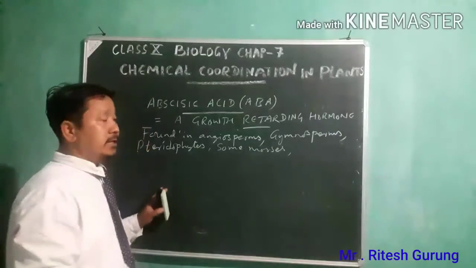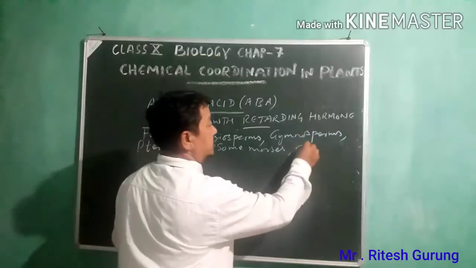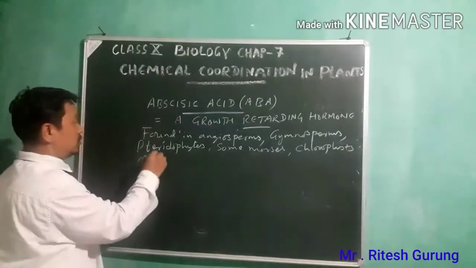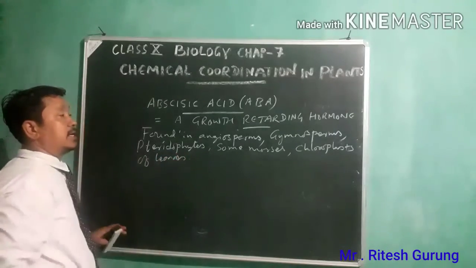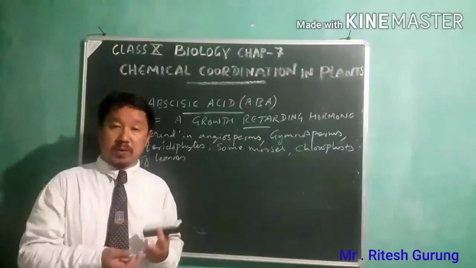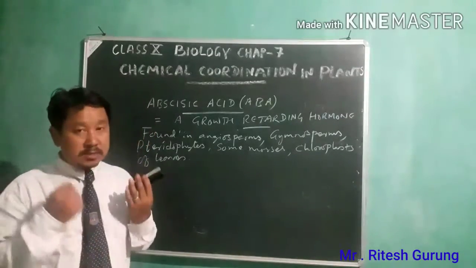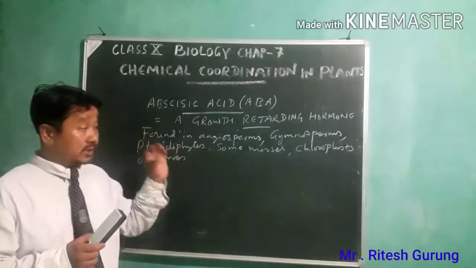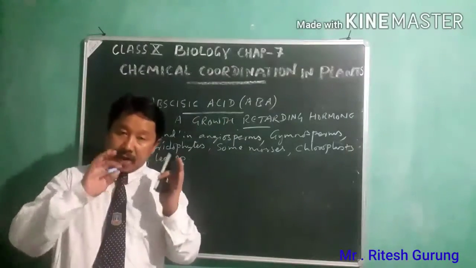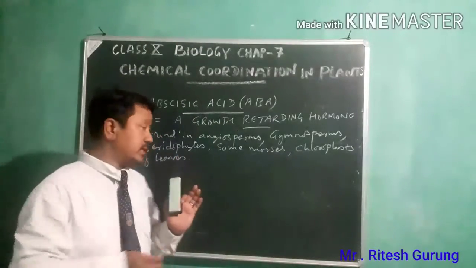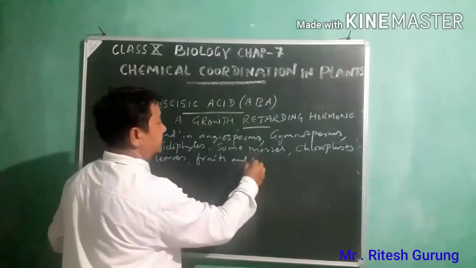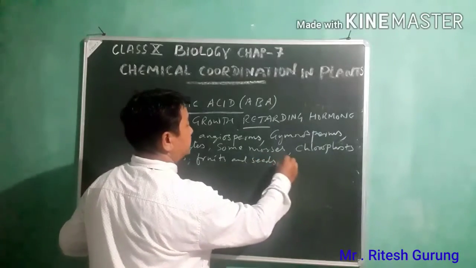In the leaves also it is present, mainly in the chloroplast of leaves. You know what a chloroplast is, we have discussed that. The chloroplast is a cell organelle found in plants only. So there also we find this hormone called abscisic acid. And in the highest amount it is found in fruits and seeds.